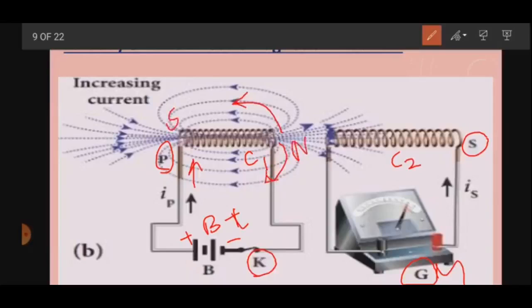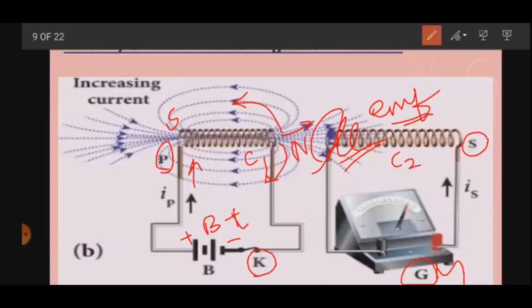Now again increasing the current, the magnetic field lines are produced in larger numbers. These magnetic field lines interact with the secondary coil and EMF is produced. This is nothing but the changing magnetic flux linked with the neighboring coil C2, and EMF is produced. This EMF is called induced EMF.